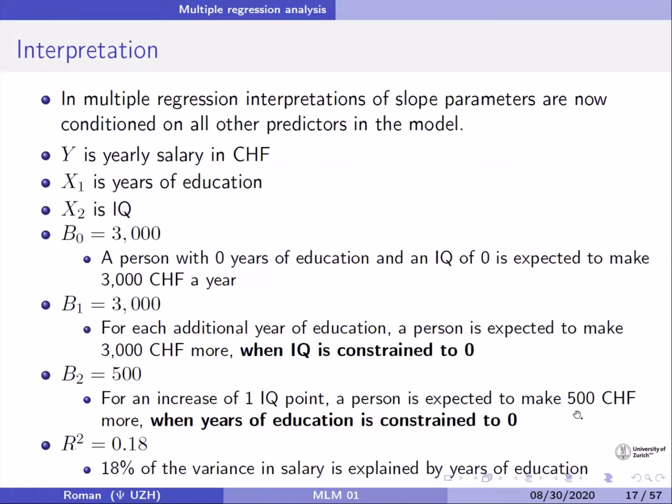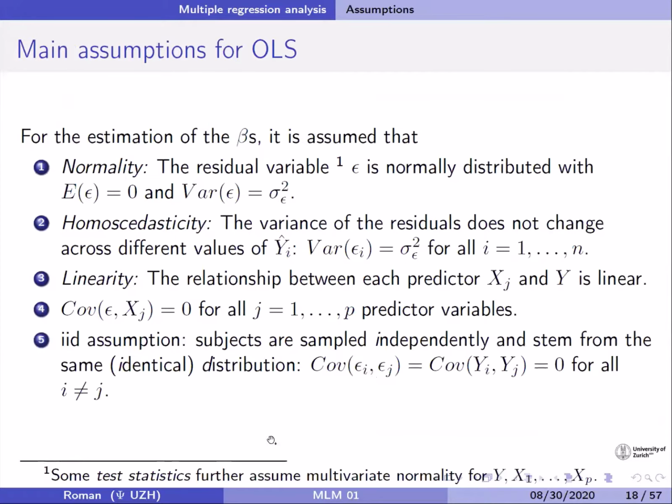Notice again that we must condition the interpretation of each predictor relative to the constraint of 0 on all other predictors. So if R squared is 0.18, we would say 18% of the variance in salary is explained by IQ and years of education.